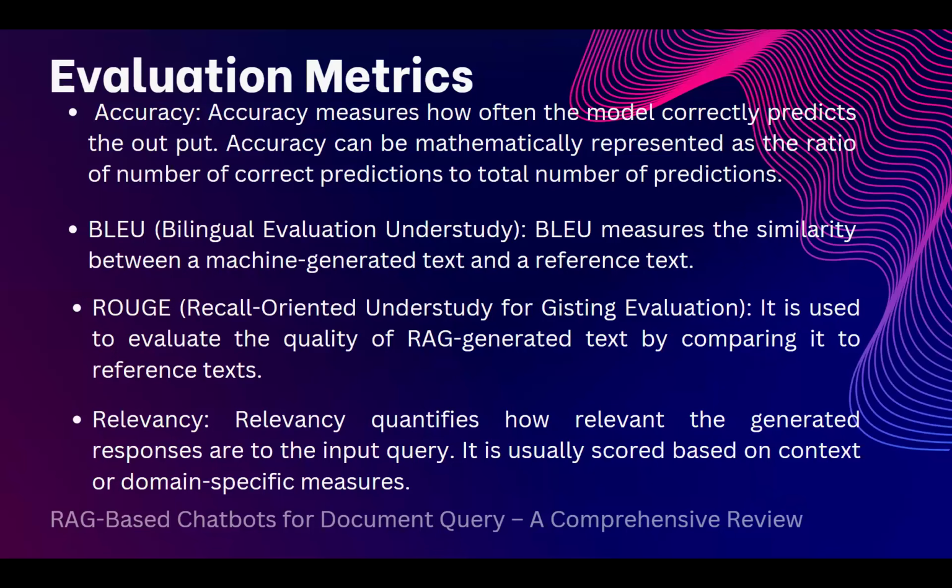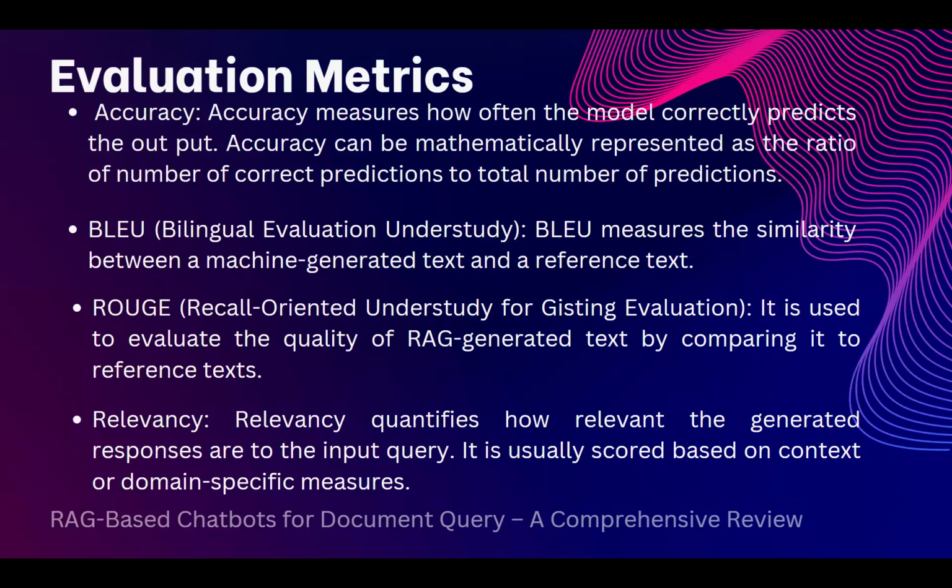Yeah, ma'am. So basically, evaluation metrics suggest that we define the expected output of a certain query, and then we make the RAG system generate the output, and we compare the generated and the reference text to understand how closely the generated text matches.